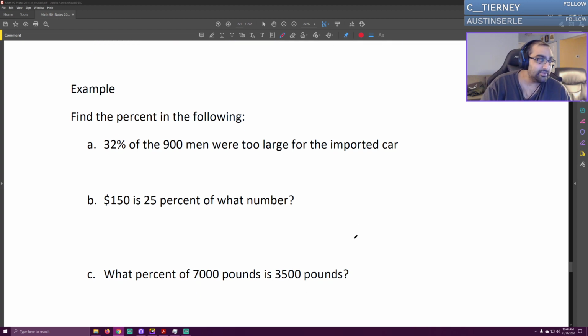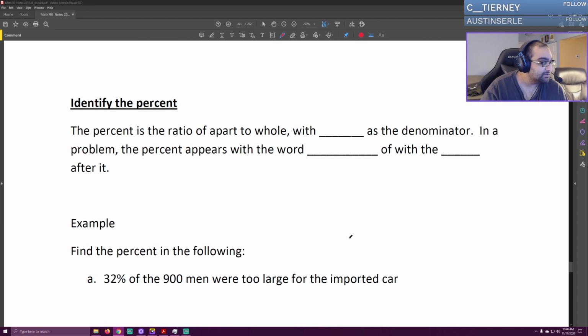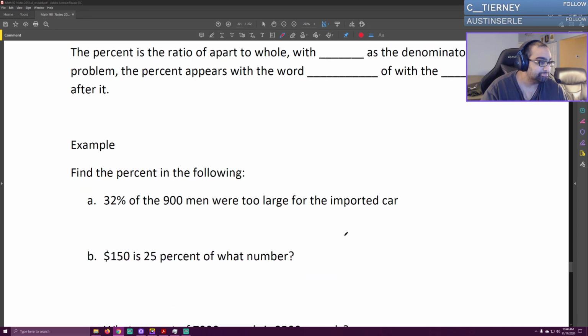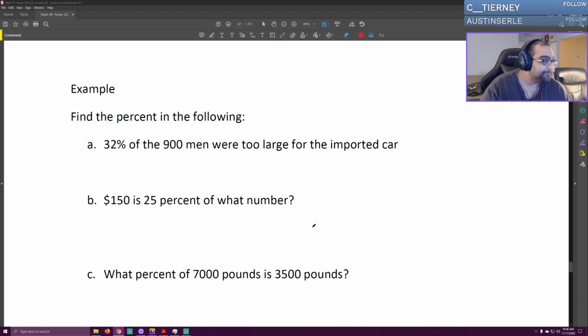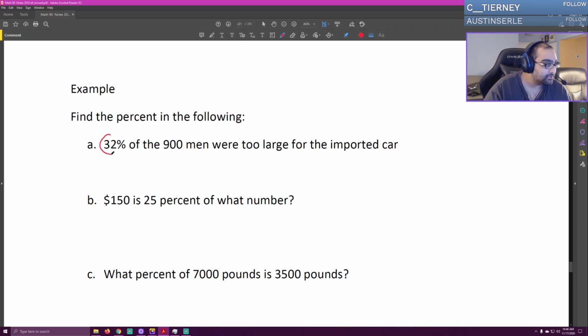All right, so it says find the percent in the following. 32%, find the percent in the following? Okay, I guess. 32% of the 900 men were too large for the imported car, so 32% is the thing. All right, that's fine. Let's talk about this problem in a little bit more detail. It says find the percent. Yeah, we know what that is.